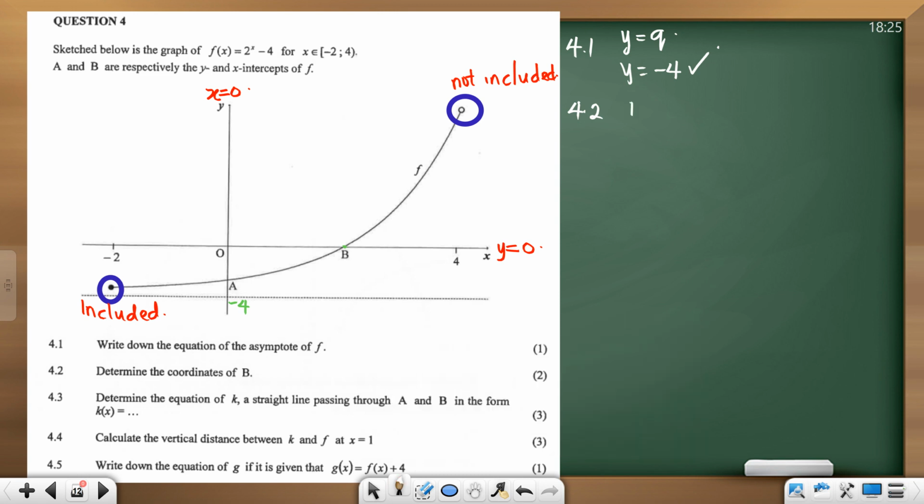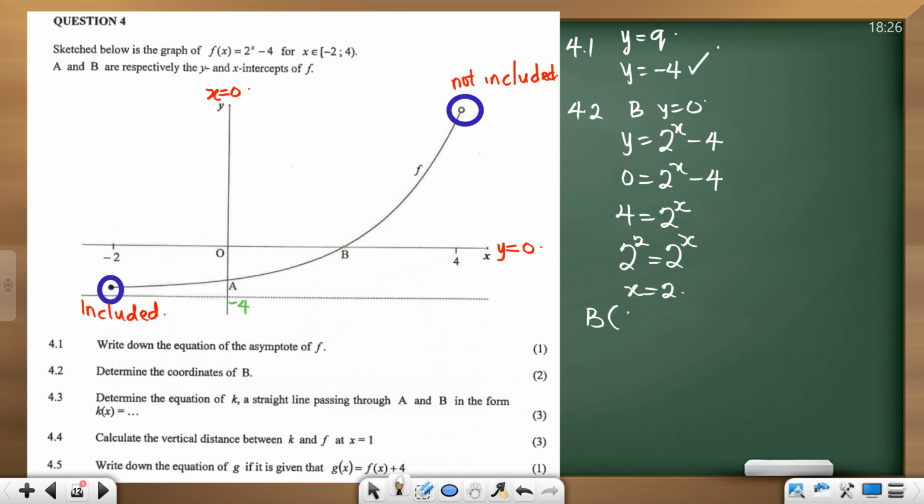Okay, so point B. y should be equal to what? 0. y equals 2 to the power x minus 4, equals 0. Check, math is now easy. Can we move the 4? 4 equals 2 to the power x. Let's change it, algebra, same base. What is x then? So we are done. The coordinates of B are (2, 0). Boom. Game.